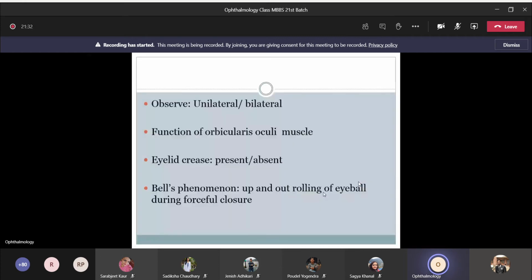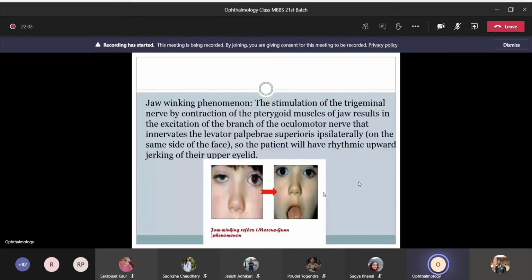Then we have to observe whether it is unilateral or bilateral. Then we have to look for the function of the orbicularis oculi muscles. We have to look for the eyelid crease, whether it is present or absent. Mostly in case of congenital ptosis, the eyelid crease will be absent. And we have to check Bell's phenomenon, that is the up and out rolling of the eyeball during forceful closure of the eyelid. Then the jaw winking phenomenon, that is the Marcus-Gunn phenomenon.